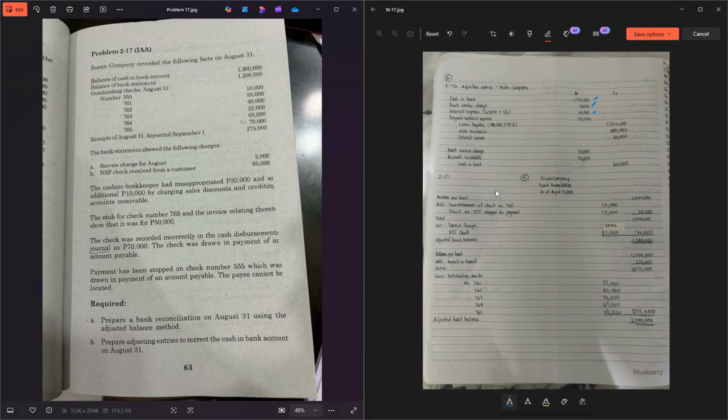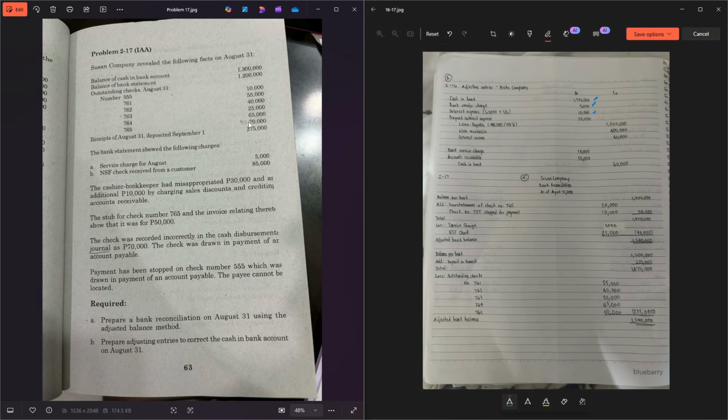Okay, next, 2-17, Susan Company, bank reconciliation as of August 31, 20XX. Balance per book, 1,300,000. Add the overstatement of check 765. So, it should be 50,000 written here. So, sumobra siya ng 20,000.